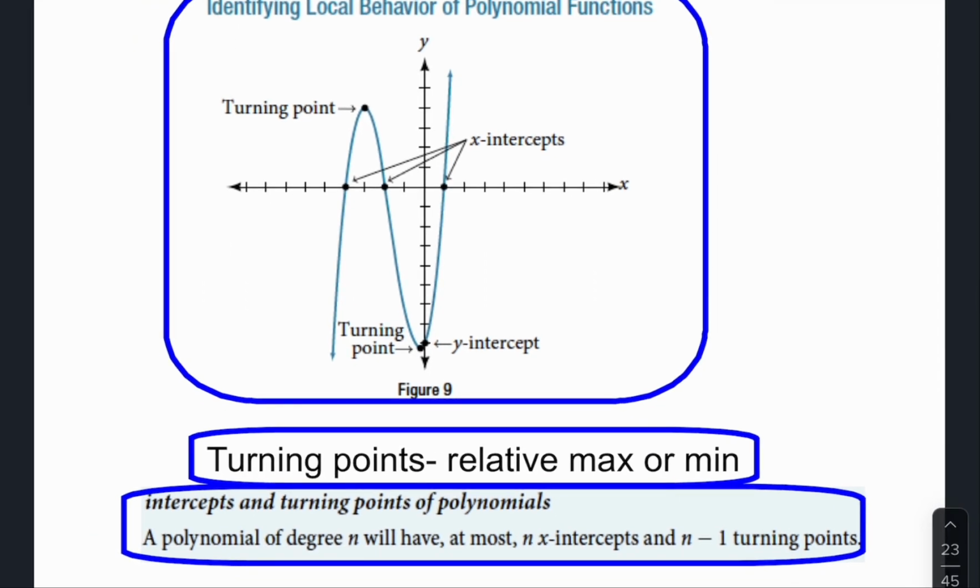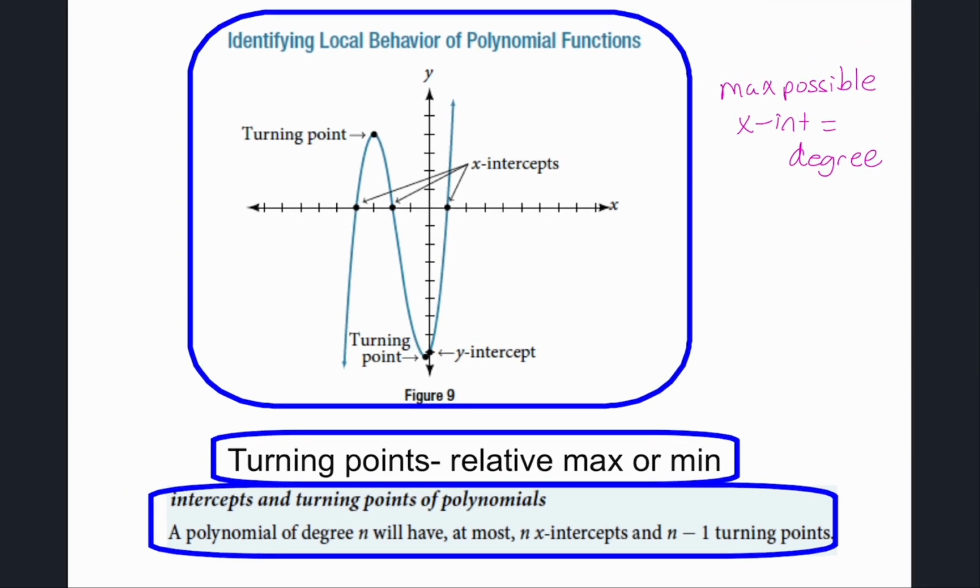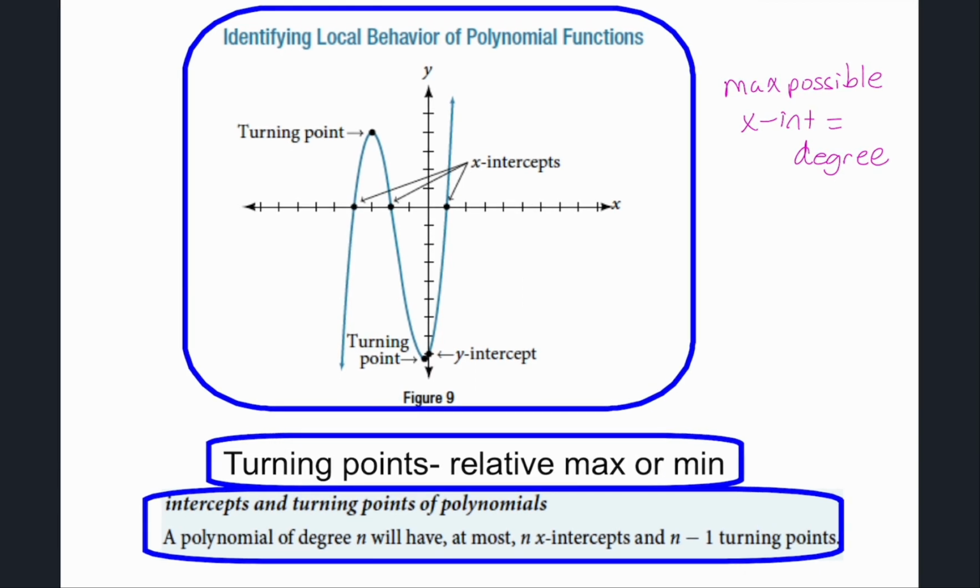So remember, turning points are just a fancy way of saying relative max or min. The most x-intercepts I ever can have is the degree. That's the max possible. I cannot write today. Not that that's different than other days, but you know what I mean. The max possible x-intercepts will always be the degree.